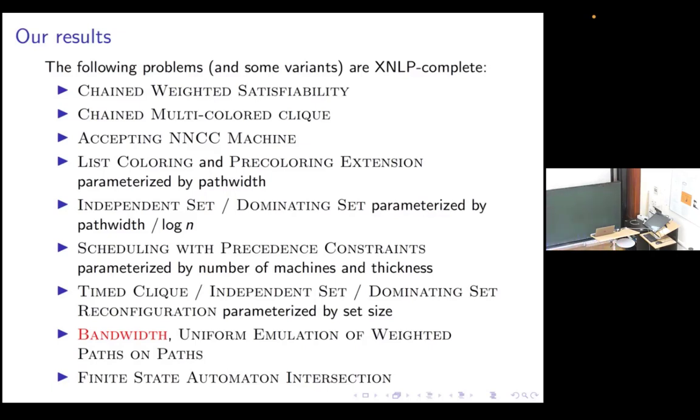And if you look at the algorithm, what happens there gives you precisely an XNLP membership, because it remembers the last k elements of your ordering, and then some little bit of extra information. And k elements is just k vertices of your graph, which is k log n bits. And then the algorithm guesses just the next vertex. So that shows membership.